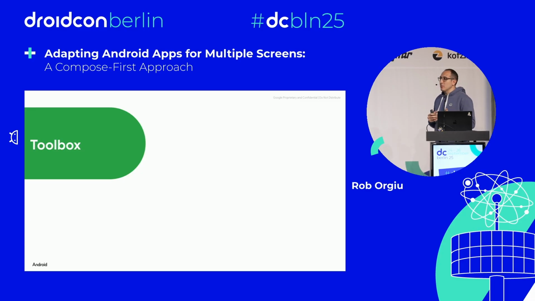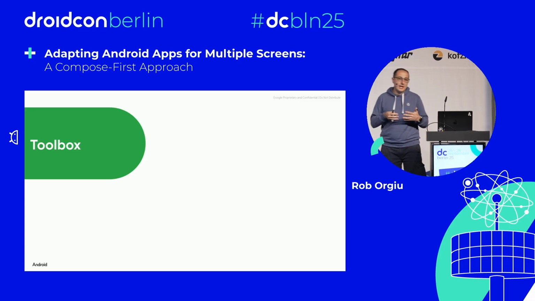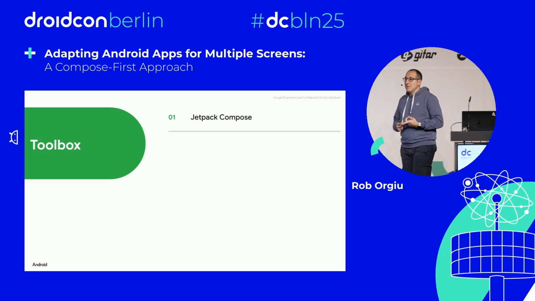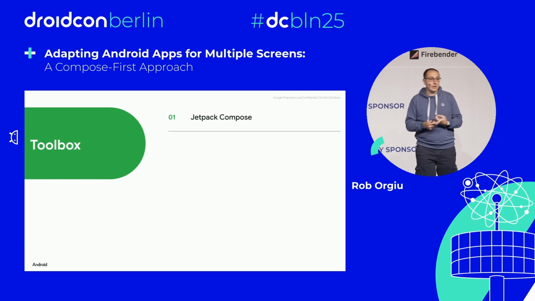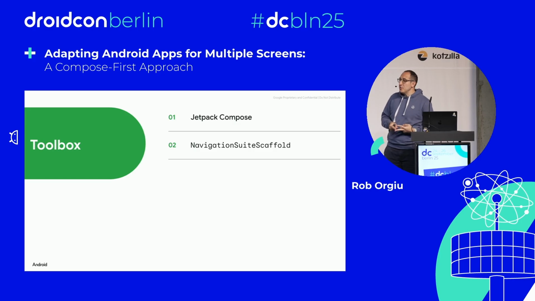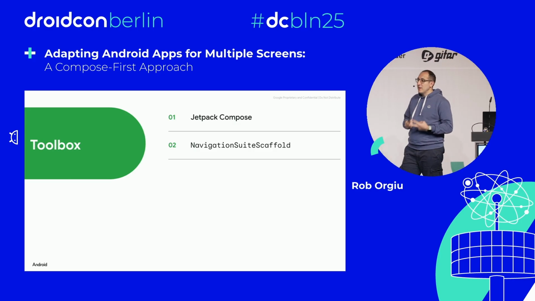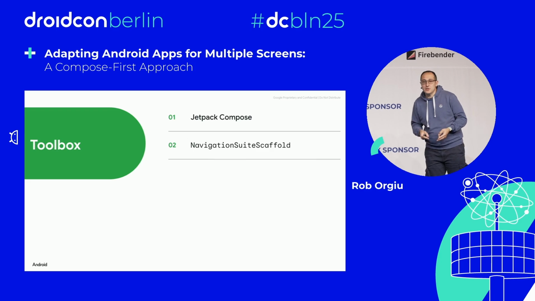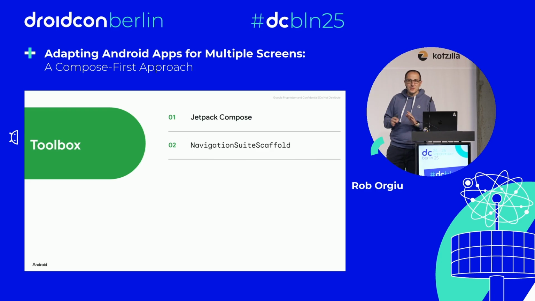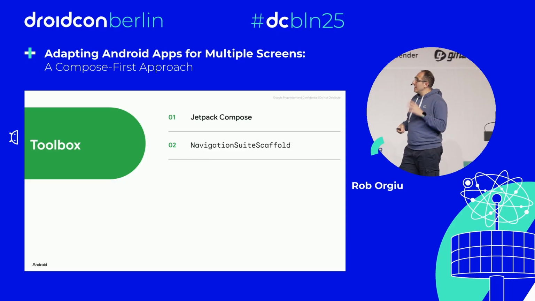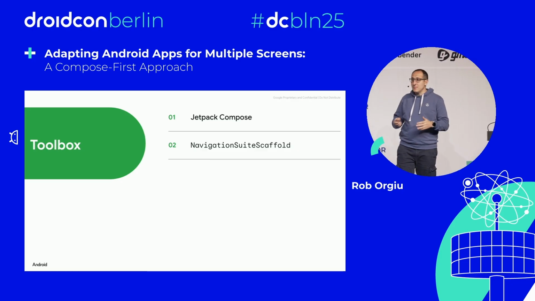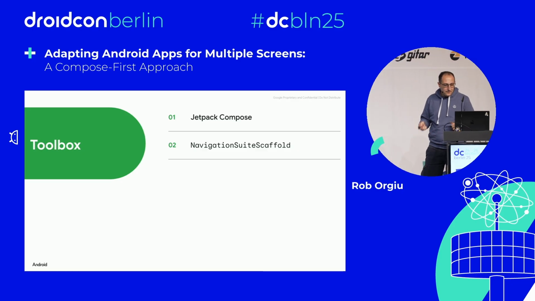So let's take a look at what we can use to actually achieve our goal. First of all, both the apps have been written with Jetpack Compose. So that's something that we're going to leverage. Then we can use the navigation suite scaffold to make our life easier when it comes to switching navigation between different, let's say, window sizes. This is a library which comes from the Material 3 adaptive set of libraries that you can easily implement in your app. But we're going to see how in a few minutes.